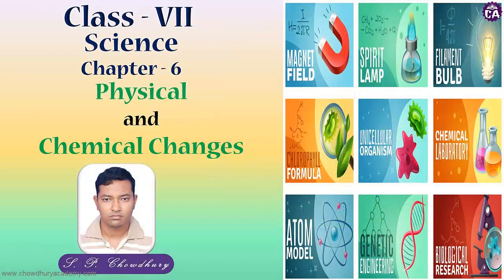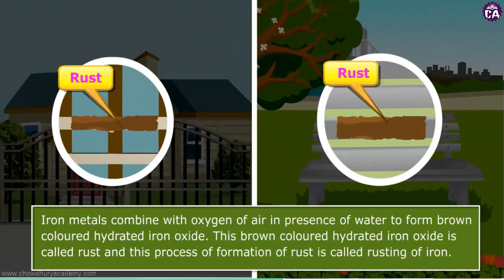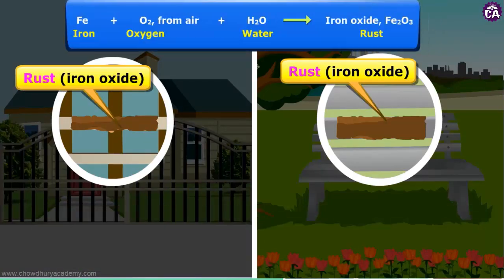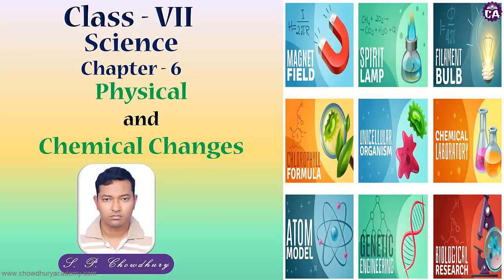In this video, we are going to learn about physical and chemical changes from Chapter 6 for Class 7. I am sure, after watching this animated tutorial, all your doubts will be clear. You will be able to answer all the possible questions asked from this chapter and of course, without reading dozens of books. Let's start the class.